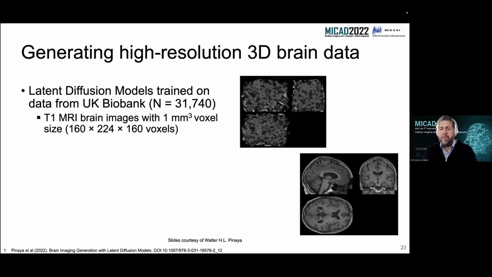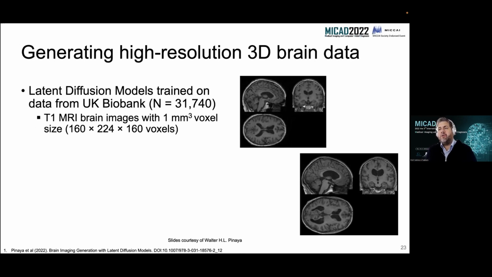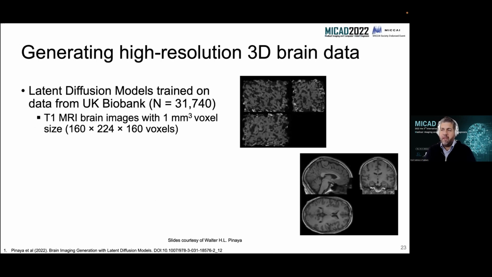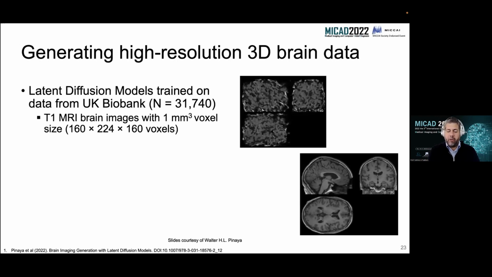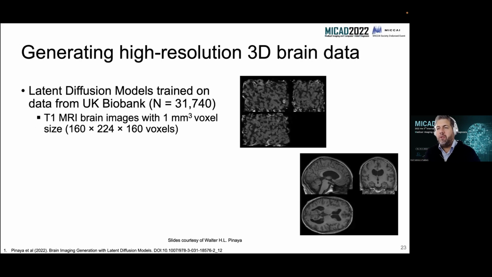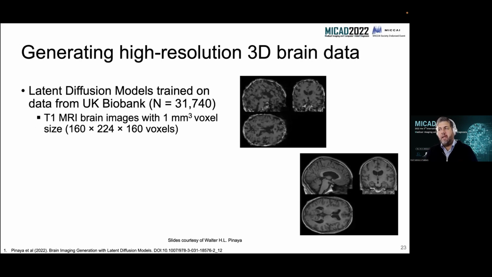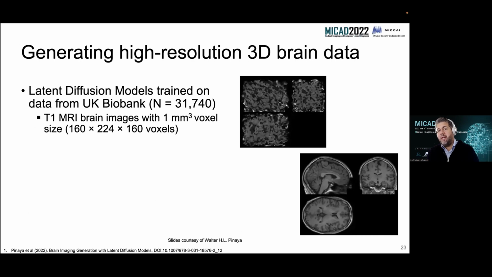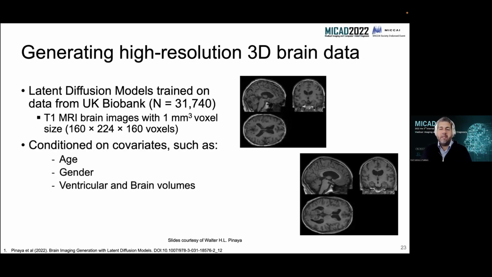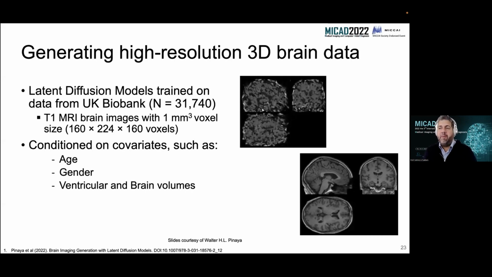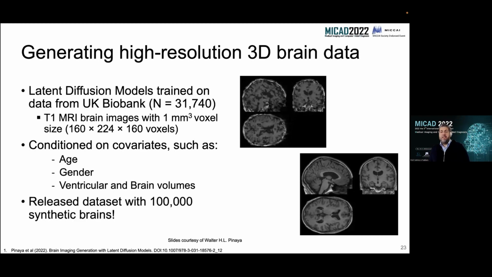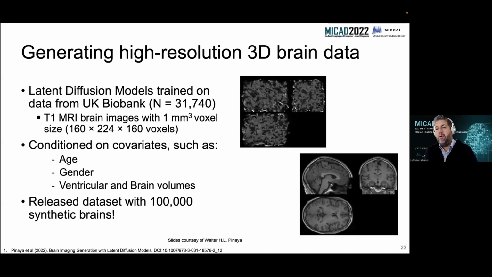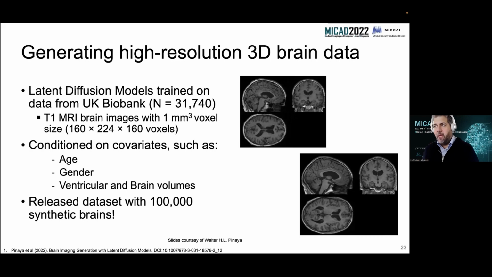The first one is from Walter from King's College London and Jose Cardoso, where, using the UK Biobank data, they use a latent diffusion model. A latent diffusion model is a diffusion model, but rather than operating directly in image space, it operates on latent space. So you learn an autoencoder of the data first, and then you train a diffusion model. So you can compress the information a bit. They're able to learn this generative model by also conditioning on covariates such as age, gender, other characteristics of the brain. So you can create bespoke data that you like. And they released, interestingly, a data set with 100,000 synthetic brains as a way to enable research on data that other people may not be able to have access to.